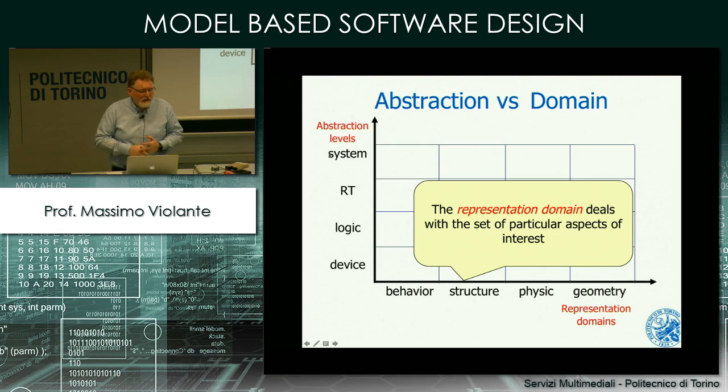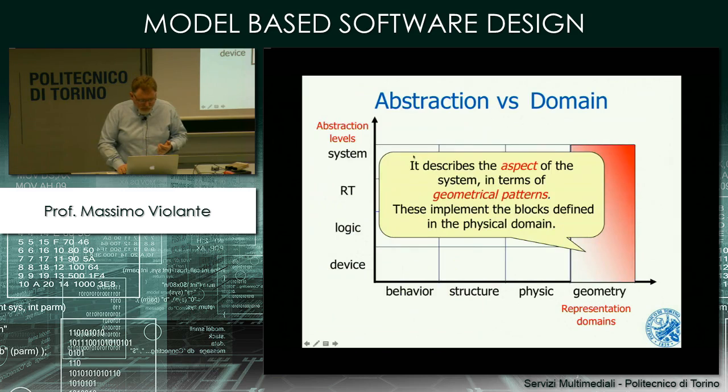If you work on the representation domain, you look at the characteristics of the model you want to represent. Do you want to represent the behavior? Do you want to represent the structure? Do you want to represent the physics of your model? Do you want to represent the geometry of your model? These are all elements that you can consider. Putting together abstraction level and representation domain, you have different squares corresponding to different types of model that you can build.